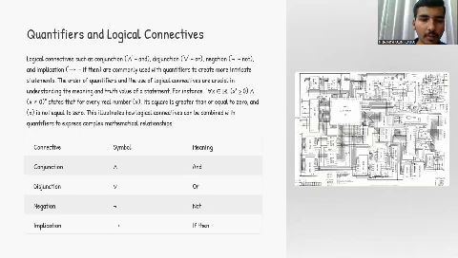Connective symbols and their meanings. Conjunction symbol, meaning and. Disjunction symbol, meaning or. Negation symbol, meaning not. Implication arrow mark, meaning if then.